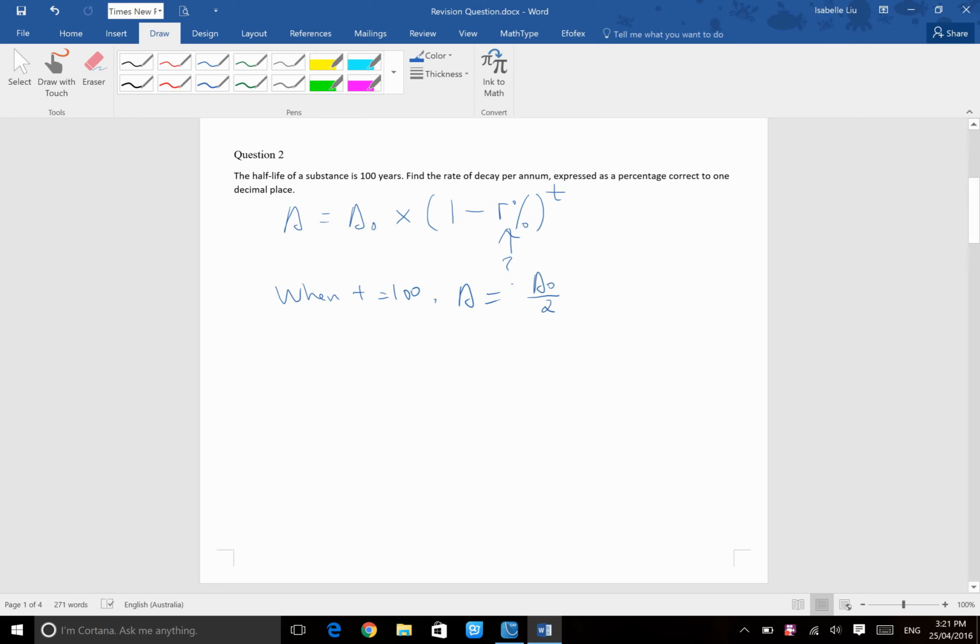Let's substitute these values into the equation above. So A0 on 2 must equal A0 times (1 minus R percent) to the power of 100. Now I can cancel out the A0, dividing both sides by A0. So I have a half equals (1 minus R percent) to the power of 100. Now R is the only variable in the equation here. So I can solve this, but I need my CAS to solve it.